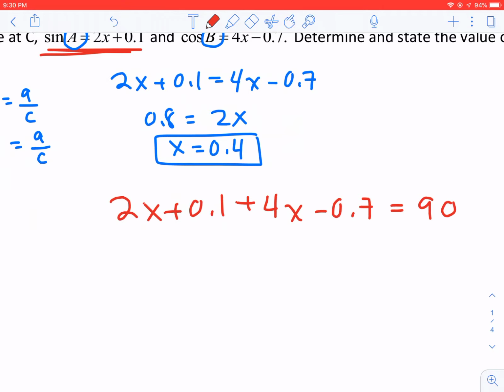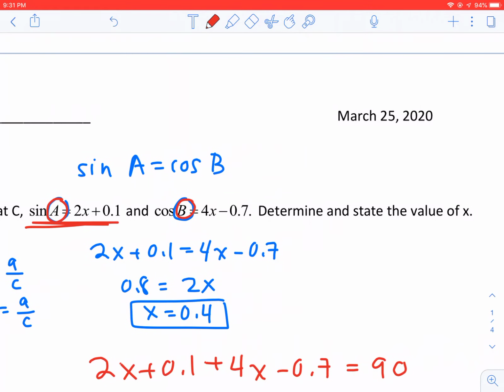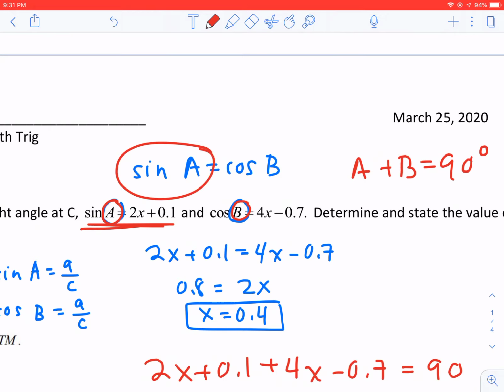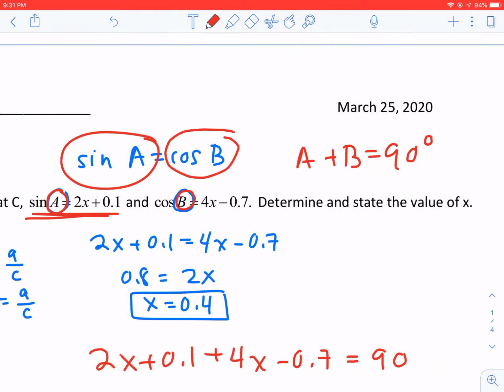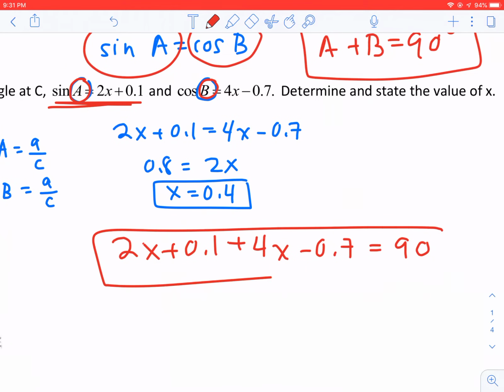That doesn't make any sense because we know the angles add up to 90. Angle A and angle B, those are the angles. A plus B equals 90. When the angles are complementary, then the values of sine of those complementary angles are equal to each other. The values of sine of A and cosine of the complementary angle to A, which in this case is B, those are equivalent when the angles are complementary. So a lot of you were doing this when that didn't make any sense.